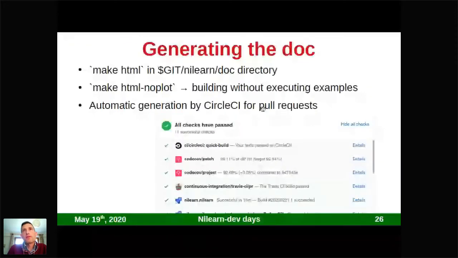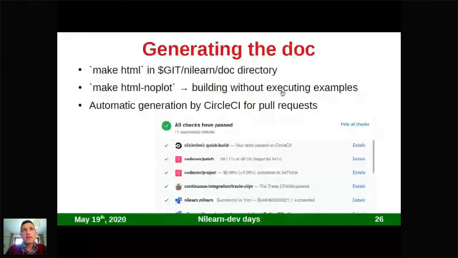Now, to generate the doc, there are two main ways. You can do it locally on your machine while you are contributing. In the nilearn/doc directory, just type make html. It will generate all the documentation for the library as HTML documents. It's very time consuming. So you can also use the fast version, make html-noplot, which will do the same, but without executing the examples.